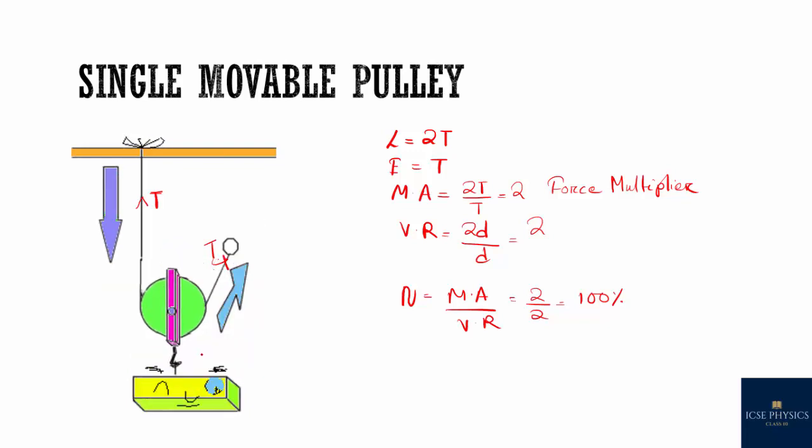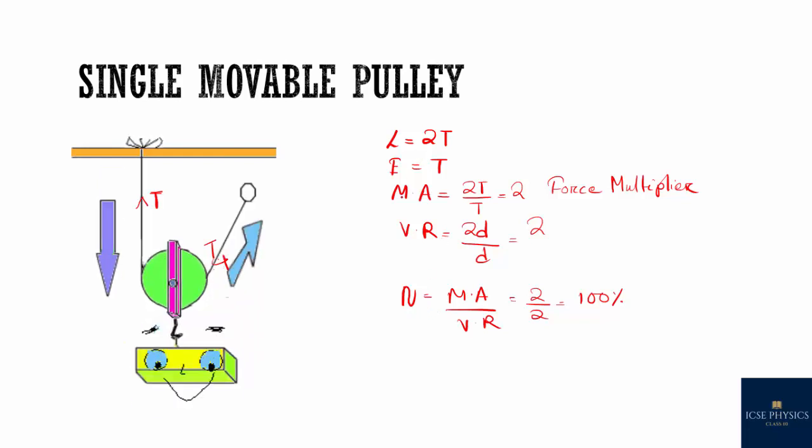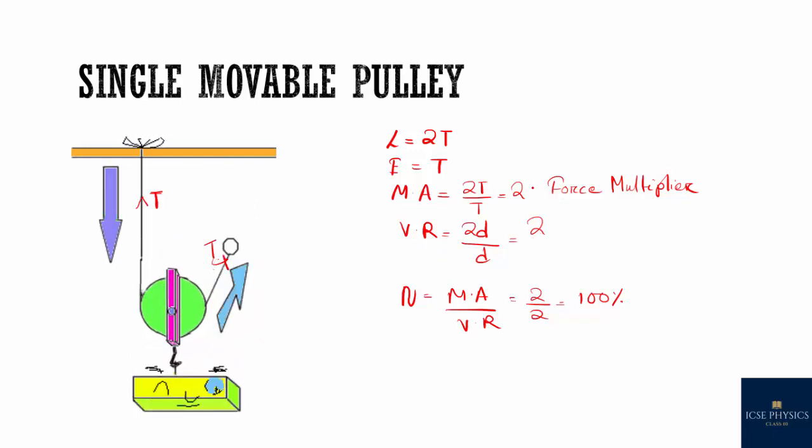But in actual practice, the efficiency is always less than 100% and mechanical advantage is always less than 2. But the velocity ratio in actual practice also remains 2. Whereas in practical machines, mechanical advantage and efficiency will be reduced, but velocity ratio always remains the same.